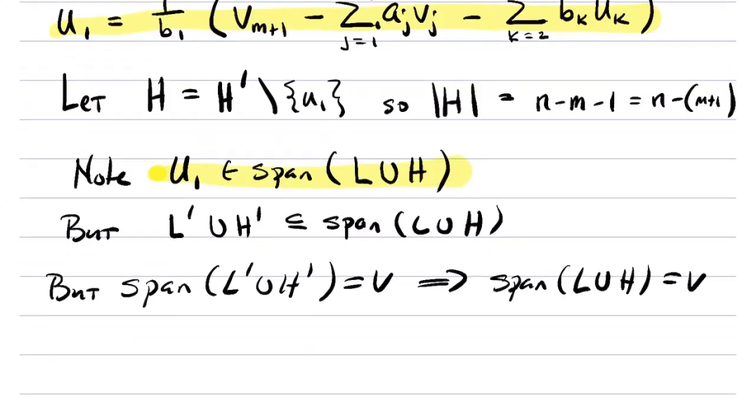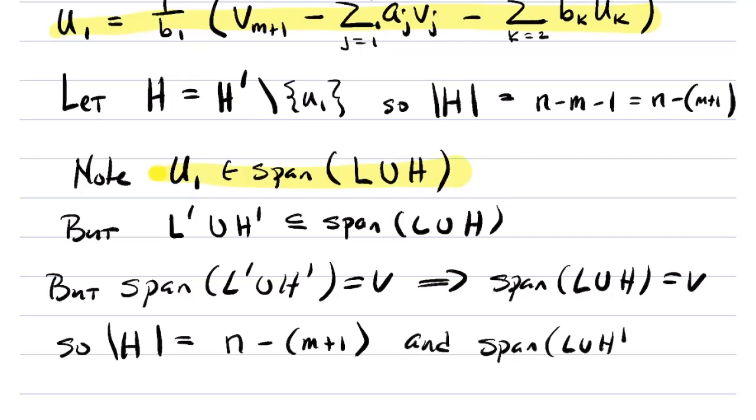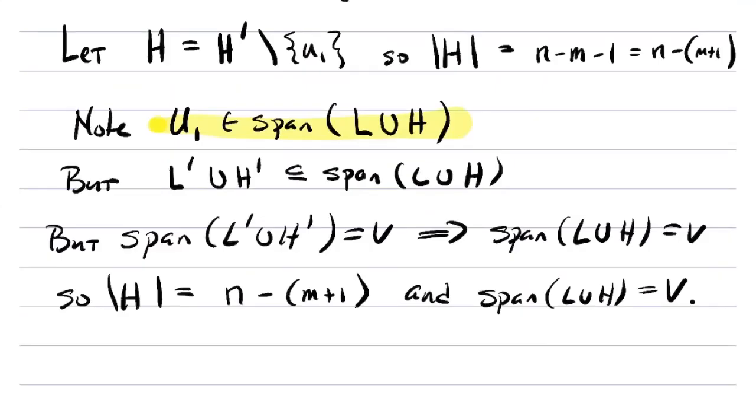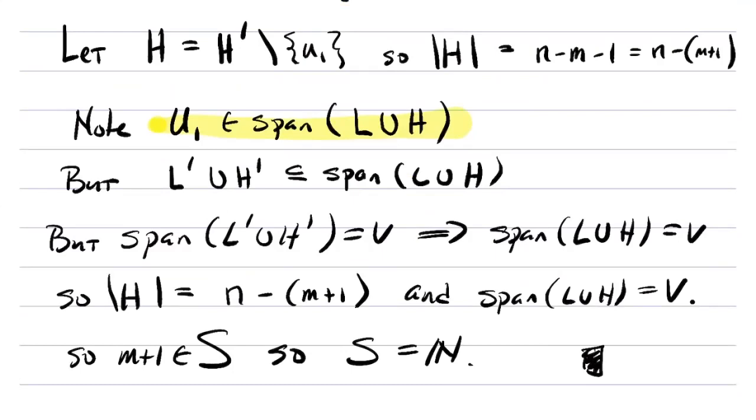So we've done it. We found this set H. It has the right number of elements. It has n minus m plus 1 elements. And the span of L union H is equal to V. So this shows that m plus 1, the next number, satisfies the conditions to be in our set S. So our set S is equal to the set of all natural numbers by the principle of mathematical induction, and that precisely proves our theorem. All right, good. So that was kind of a complicated induction argument.